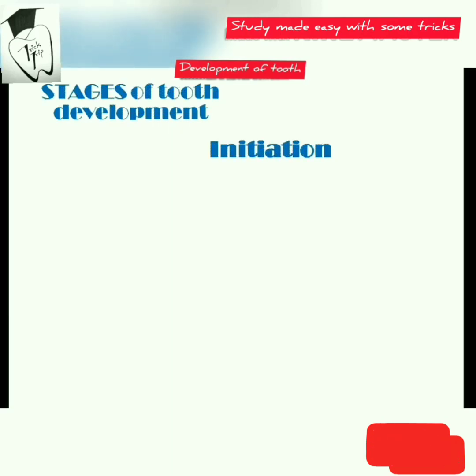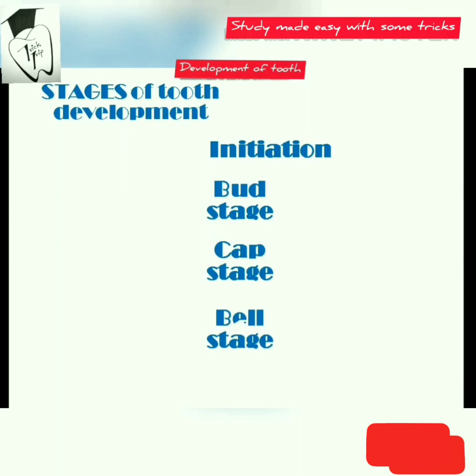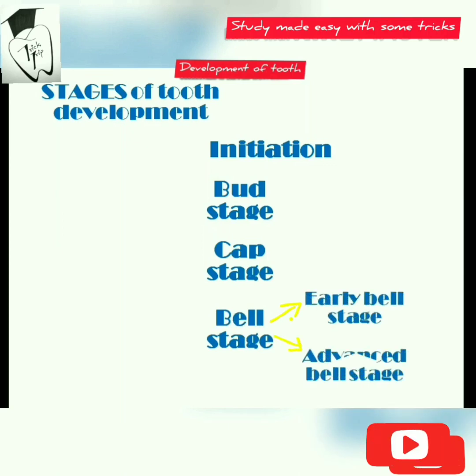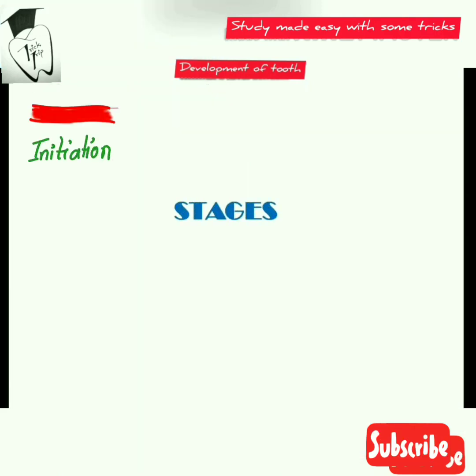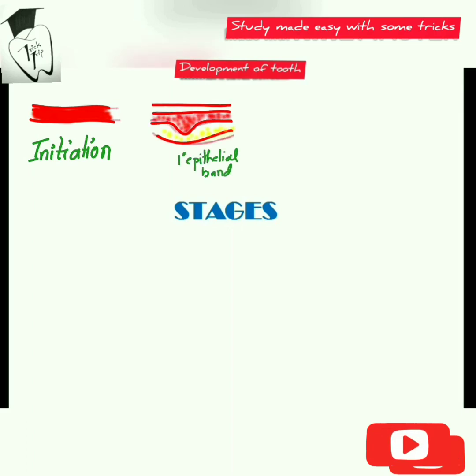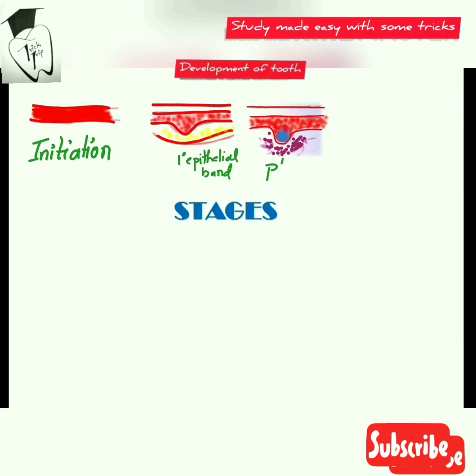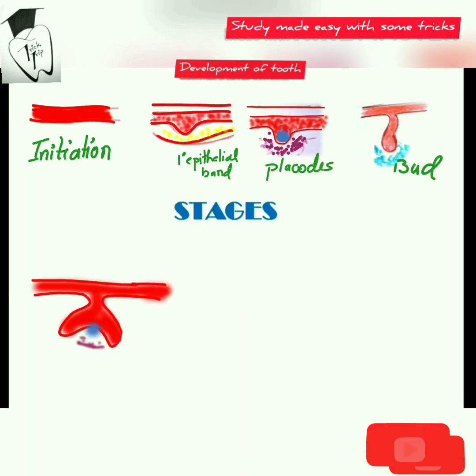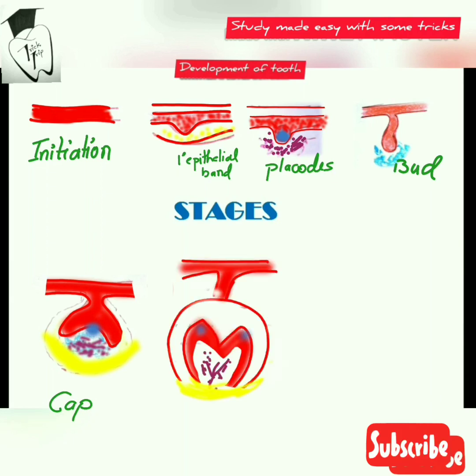Here are the developmental stages. These are initiation, bud stage, cap stage and bell stage. Bell stage is again divided into early bell stage and advanced bell stage. Now here is a diagrammatic view of the stages. The first is initiation, where the primary epithelial band forms and placode formation occurs. Then the bud stage, cap stage, early bell stage and advanced bell stage.